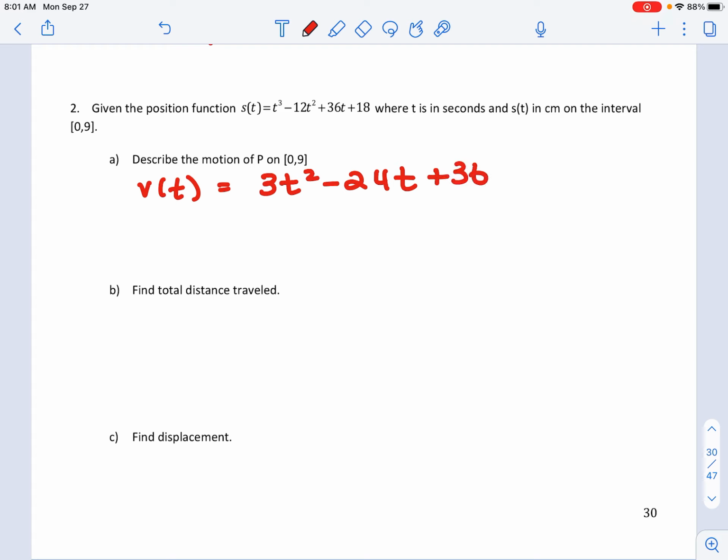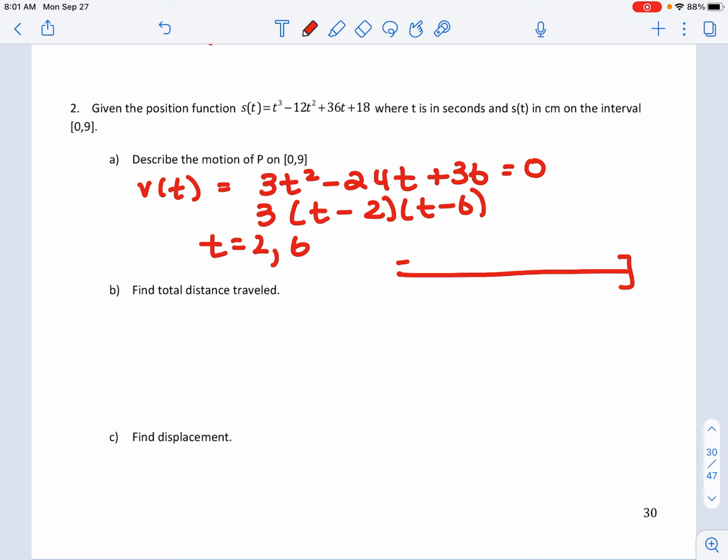And the points that are going to be important are where this is equal to 0. So I'm going to factor out a 3, and it does factor nicely. So the places where the velocity is equal to 0 are at time 2 and time 6. Those are places where this particle could possibly change direction. So I'm going to create a sign chart, and I only care about from 0 to 9. I'm going to use the times 2 and 6.